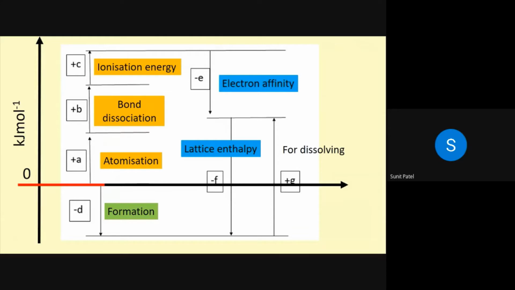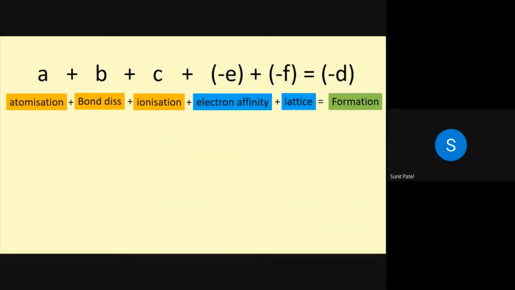What I've done is I've converted this into an equation. We're not going to use those ABC letters, but I've substituted those letters for the actual definitions, and I've color coded them for you. So the orange numbers will be the positive values, the blue numbers the negative, and green for formation, even though that's a negative value, always is a negative value.